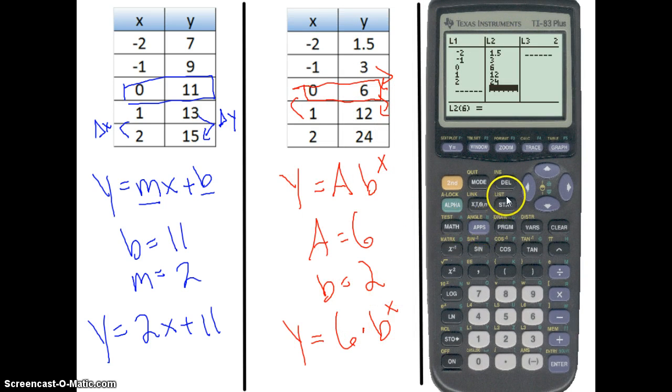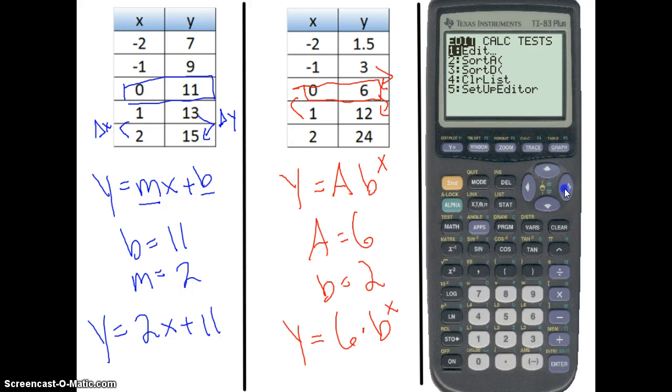So as you can see, I've pushed stats and I pushed edit, and I put the new numbers in for this middle one, 1.5, 3, 6, all of them went in here. And I'm going to push again to calculate. I'm going to go to stat again, and I'm going to calculate one of the regressions, or turn this data into an equation using the parent function that I think it is. Now, I know that I thought this was an exponential function, so the correct option is here, option number 0.